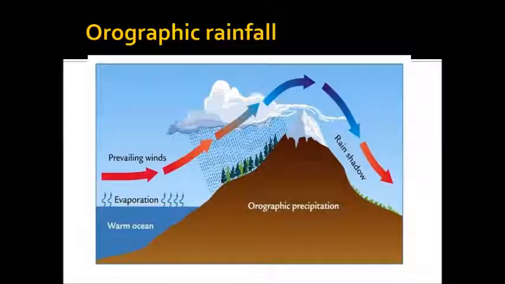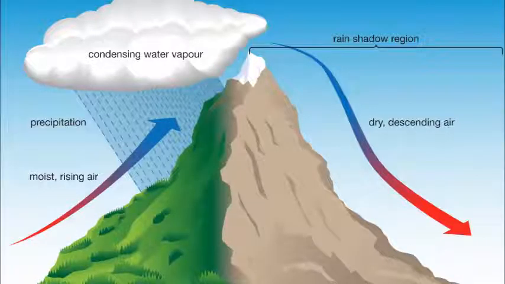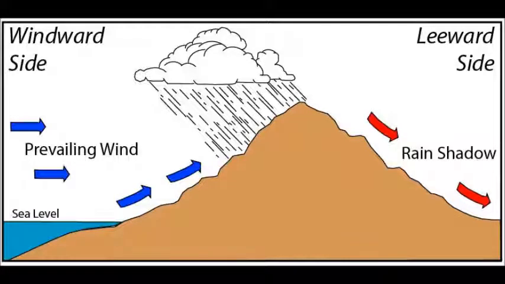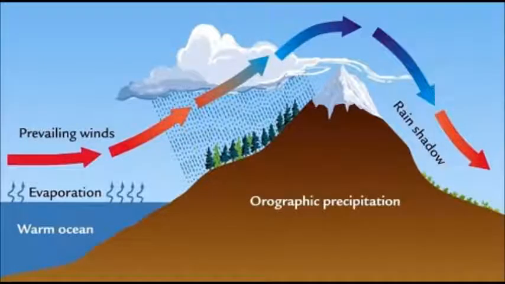Orographic rainfall. Orographic rainfall is also called mountain rainfall or relief rainfall. When the moisture laden air is obstructed by a mountain barrier, the air is forced to rise up. As the air rises upward, it cools and gets saturated. Further cooling of this air causes condensation, resulting in orographic or mountain rainfall.